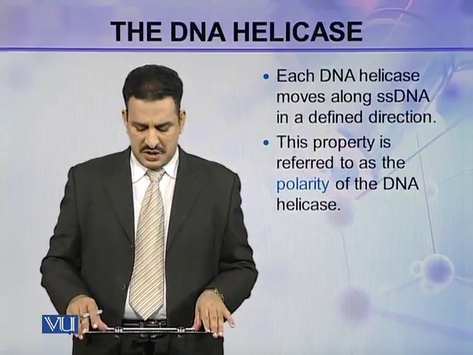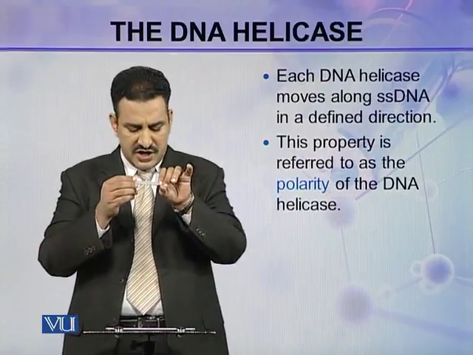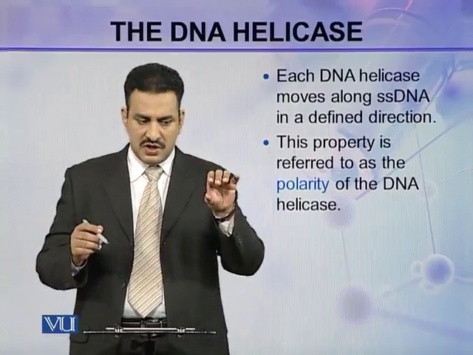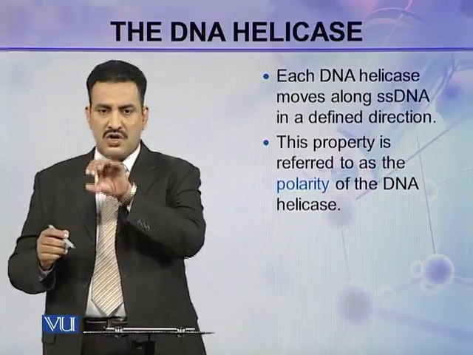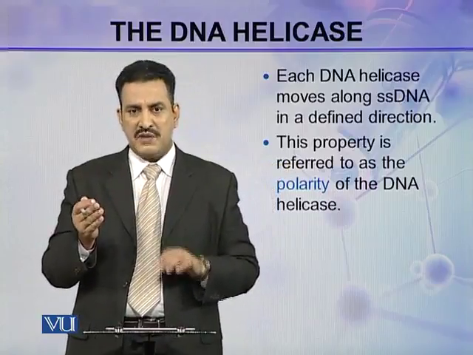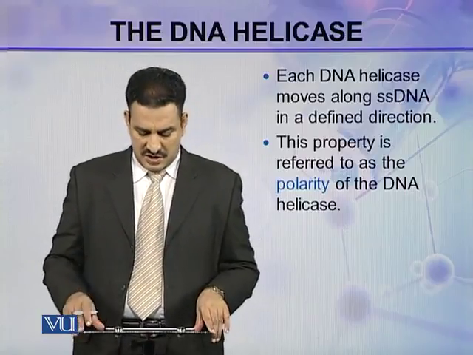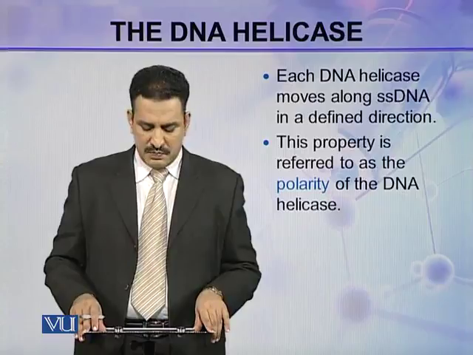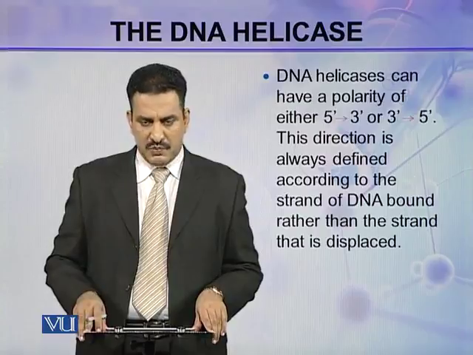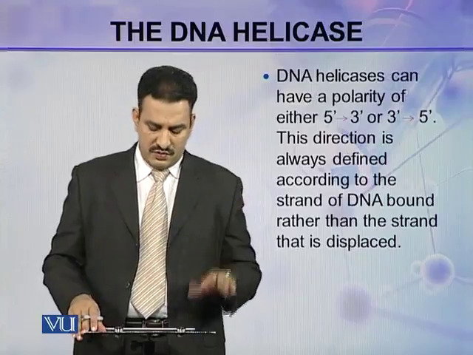Each DNA helicase moves along single-stranded DNA in a defined direction. Either this ring will move in this direction or in that direction, that is, either from 5 prime to 3 prime or 3 prime to 5 prime. This property of the helicase is referred to as the polarity of the DNA helicase. DNA helicases can have a polarity of either 5 prime to 3 prime or 3 prime to 5 prime.